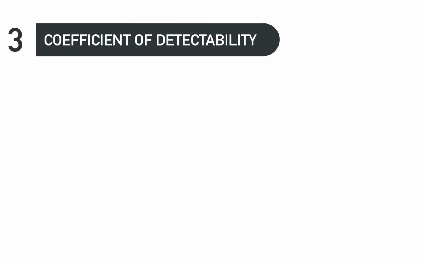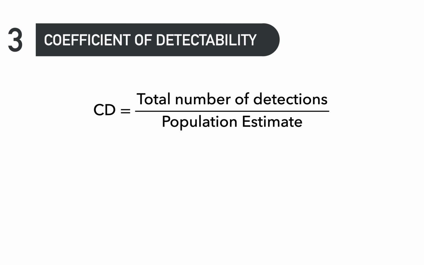The last calculation, we will need to calculate the coefficient of detectability. This tells us how many birds we detected in our sample based on the estimated population. It is the total number of detections divided by the population estimate. You get the population estimate by multiplying the total area of study by the estimated birds per hectare we just calculated. In our example, this would be 42 divided by 135, which equals 0.31.